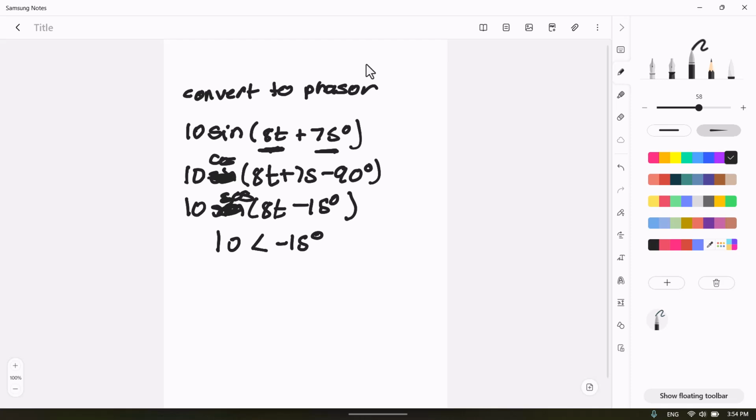It's not that the 8 is not important. The 8 is important. The 8 is our frequency. But we don't need the frequency to do these calculations.